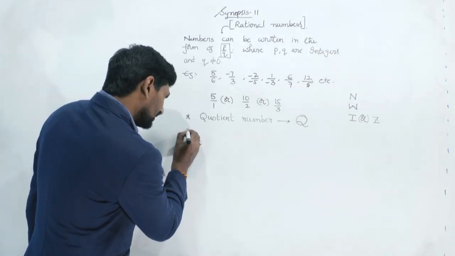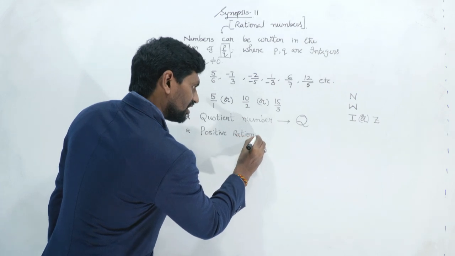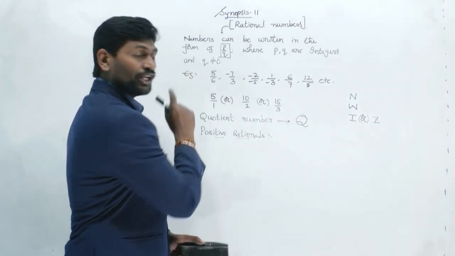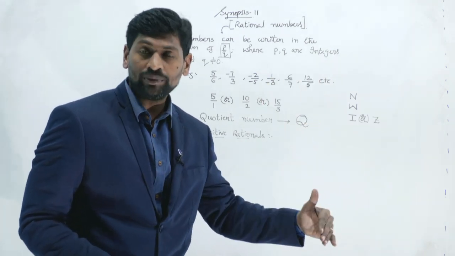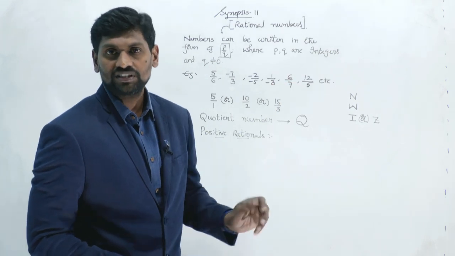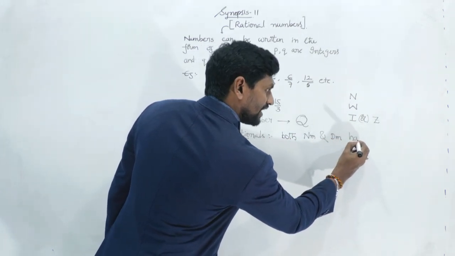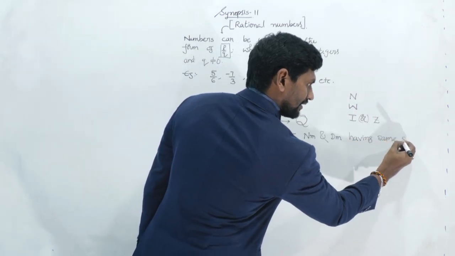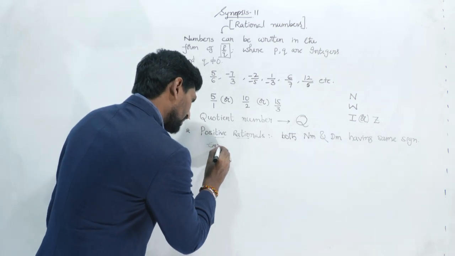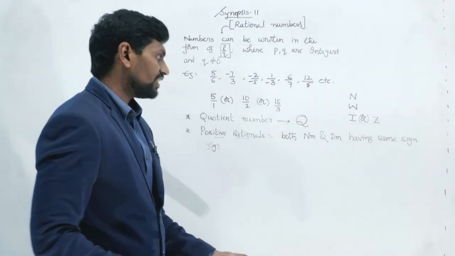Next, let us discuss positive rational numbers and negative rational numbers. Positive rational numbers means both numerator and denominator of a rational number having the same sign. Such type of rational numbers are called positive rational numbers. Positive rational numbers need not always have a positive symbol for both numerator and denominator. Both numerator and denominator having the same sign only, we are calling that a positive rational number.